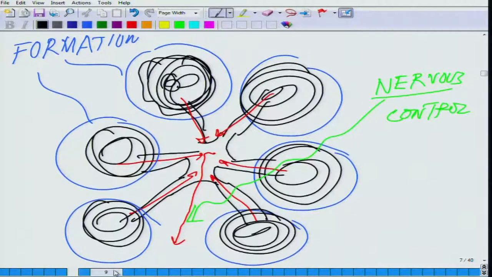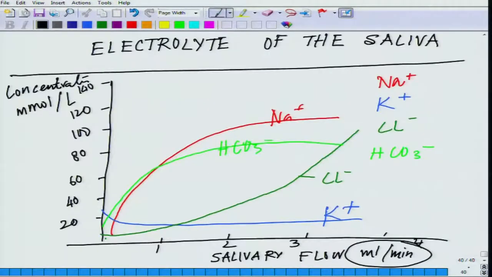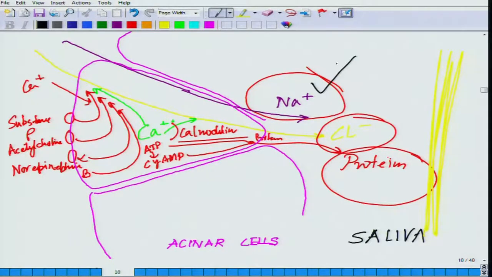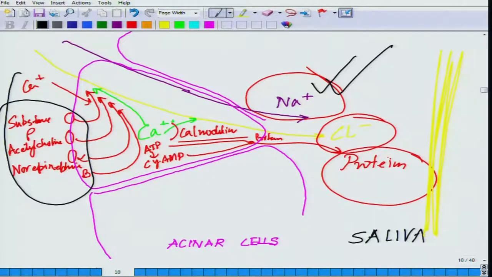Now, if you look at that previous graph which I showed you, okay, maybe the 40th. Okay, if you look at this graph, saliva has a huge concentration of sodium, huge concentration of chloride, and HCO3. Now, if you look at it, this is where the sodium is getting through. So there are gated sodium channels. Chloride is being regulated by multiple routes through calcium especially, and calcium is being regulated further by these different substances: substance P, acetylcholine, norepinephrine. And then that calcium not only regulates chloride entry, calcium regulated chloride entry. So this is a very highlighting feature here, calcium regulated chloride entry.